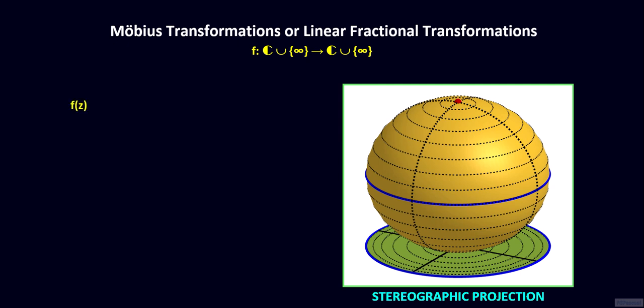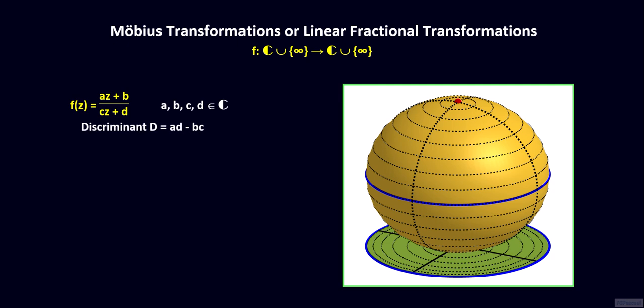A Möbius transformation f of z can be written as the quantity az plus b divided by the quantity cz plus d, where a, b, c, and d are complex numbers, with the discriminant ad minus bc not equal to 0. The discriminant being non-zero implies that c and d cannot be both 0, because otherwise the denominator of f of z will be 0, making f of z undefined on the complex plane. If the discriminant equals 0, then f will be reduced to a trivial constant function.